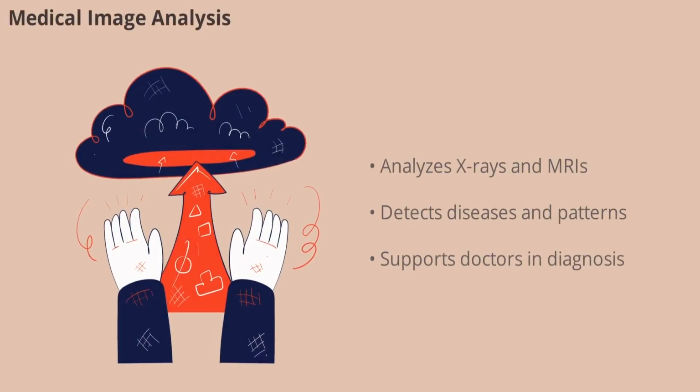In healthcare, CNNs help doctors analyze medical images like X-rays, MRIs, and CT scans. The network can spot patterns that might indicate diseases, such as tumors or fractures, often faster and more accurately than humans. This technology assists doctors in making diagnoses and planning treatments, improving patient outcomes and saving lives.